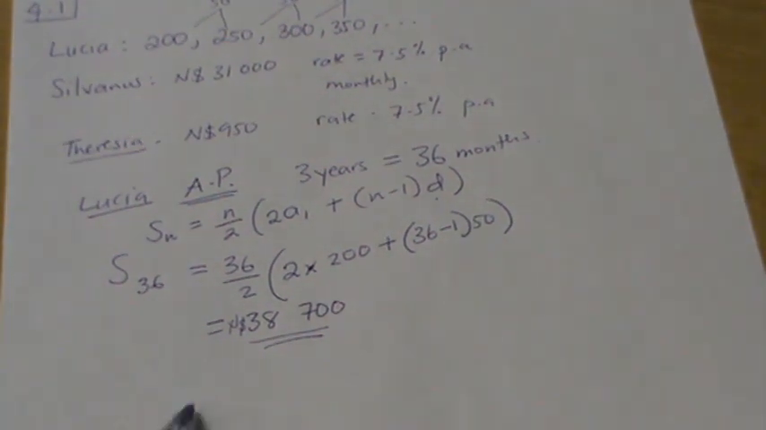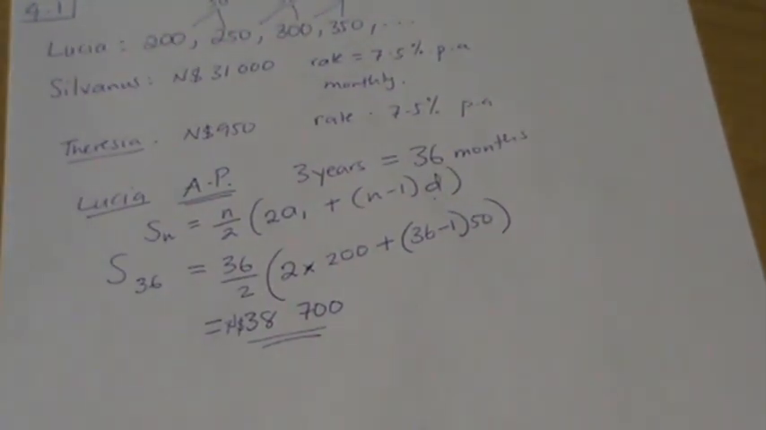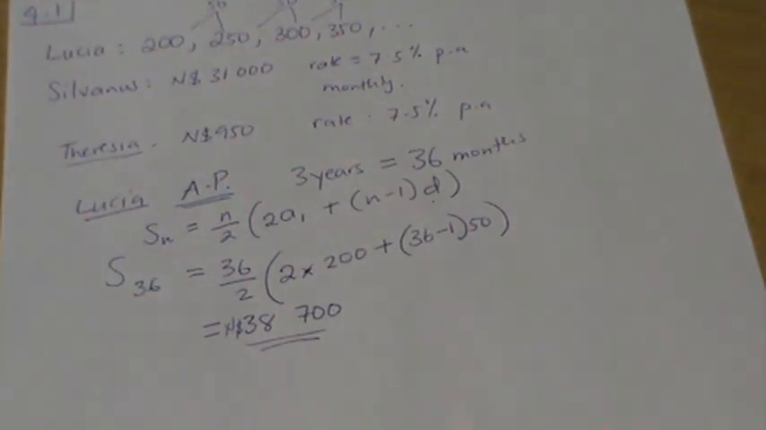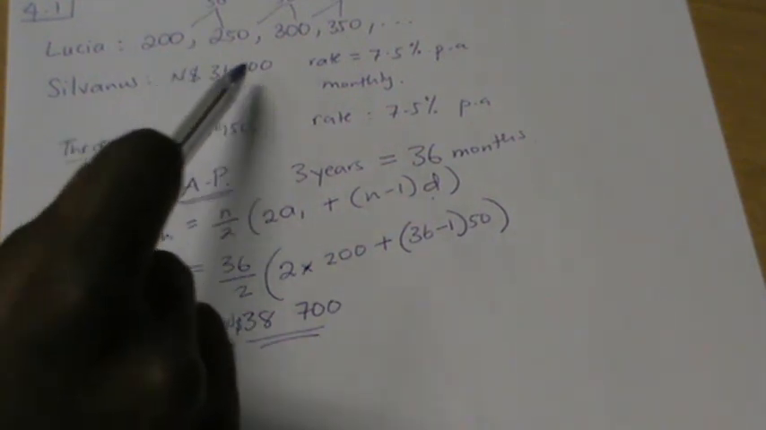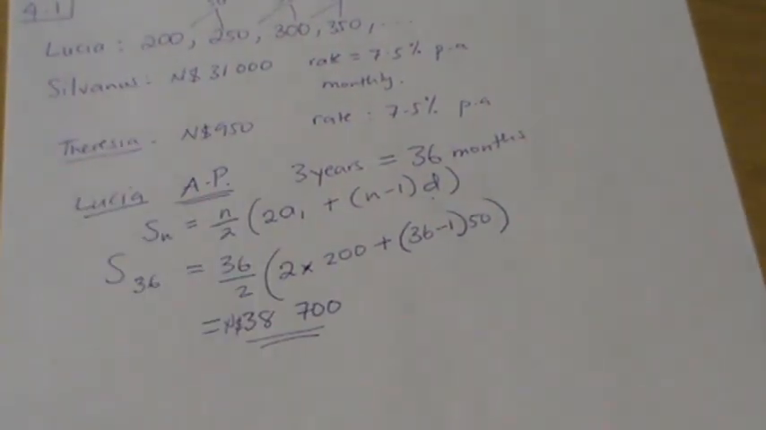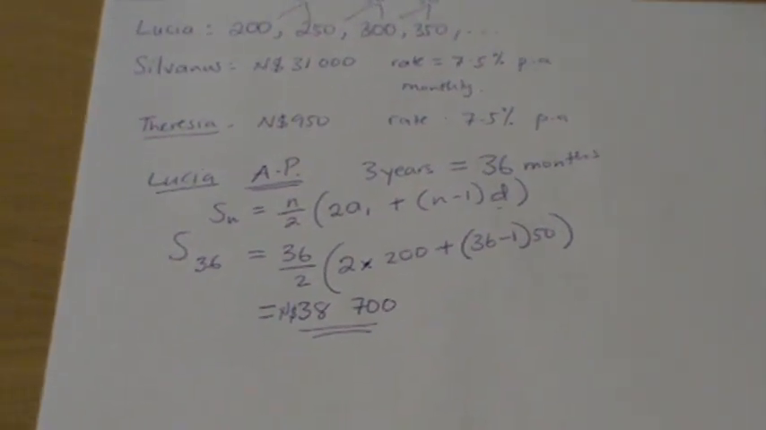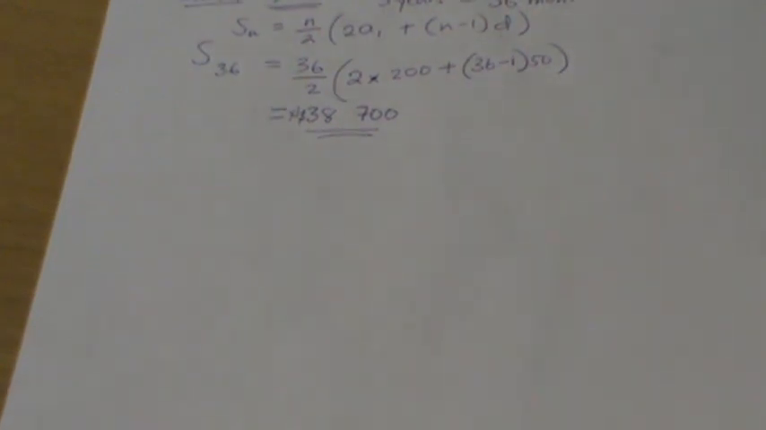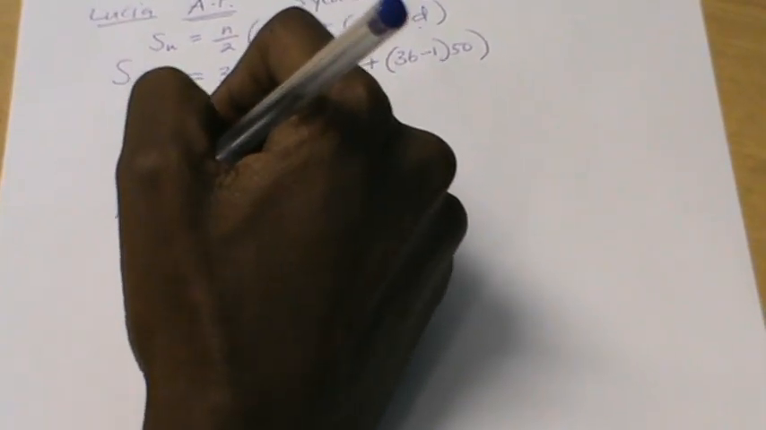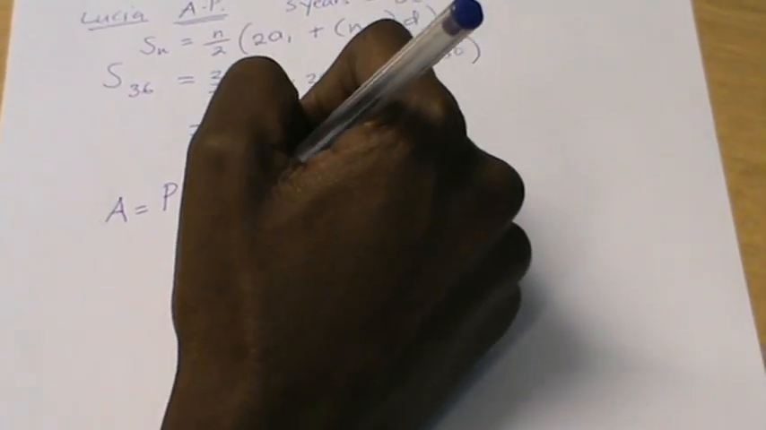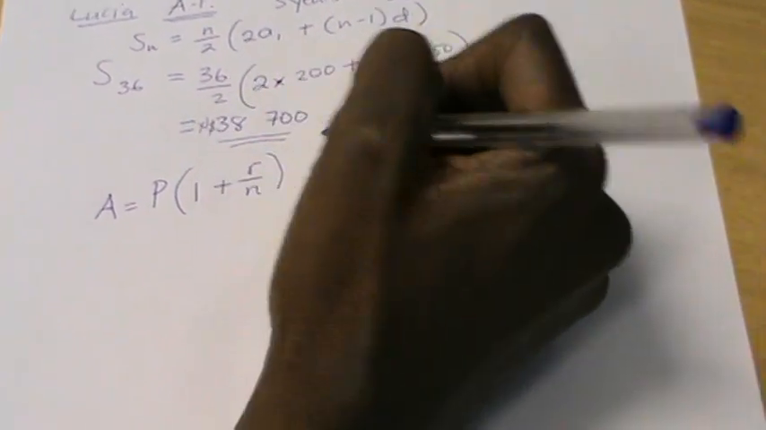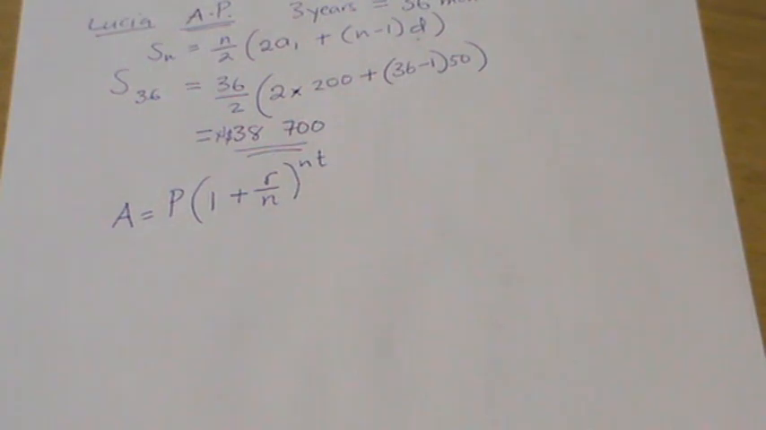So already it looks like a lot, just depositing 200 and then 250 and then so on for 3 years. You could actually have a lot of money at the end of 3 years. Okay, so it already looks like it's more than what Silvanus invested, but let's see how much he has at the end of 3 years. So Silvanus made a compound interest investment. So you need to remember the formula. The formula is the accumulated amount is equal to the principal times 1 plus the rate over the number of times it is compounded, to the power n times t.